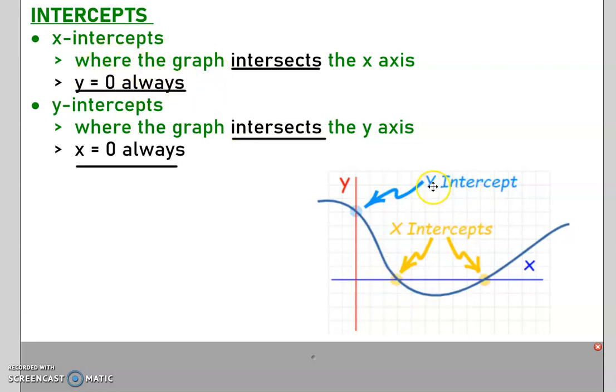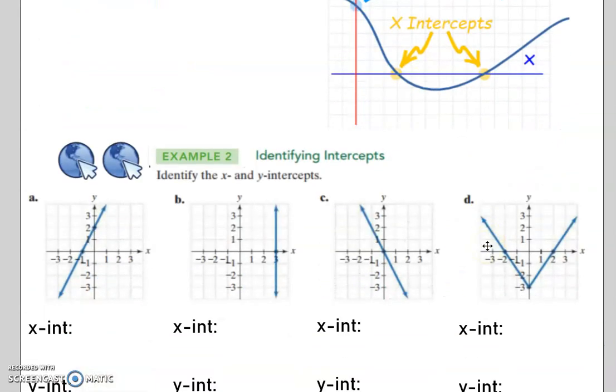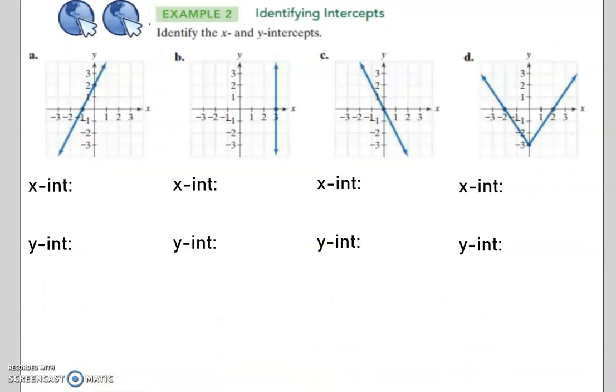And same thing for my y-intercept. That's where this navy function crosses my y-axis, the red line. And again, I'm not going over any. That's why x is always 0. I'm just going up, okay? So we need to be able to identify intercepts when we look at a graph. So let's look at a few here.